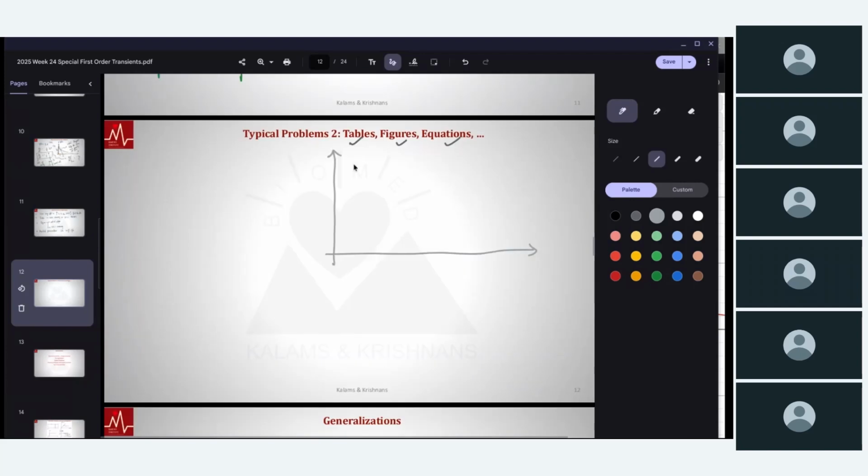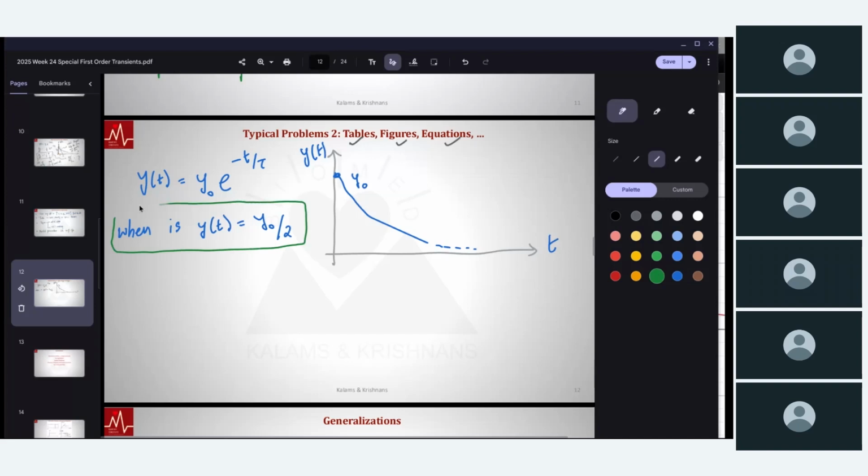Again, you have t starting with y naught, you have y of t. y of t equals y naught e power minus t by tau. Now the question is, when does this y of t become half? When is y of t equals y naught by 2? Notice, the answer to this question by definition is the half-life. Let's write it as t half.